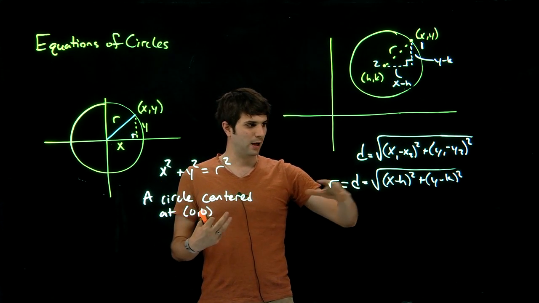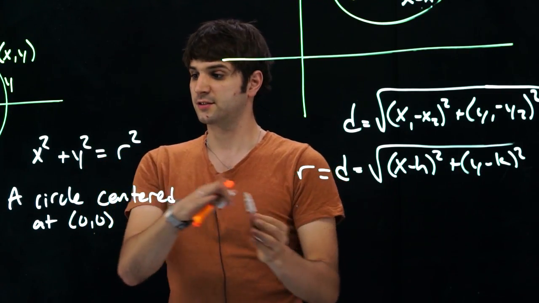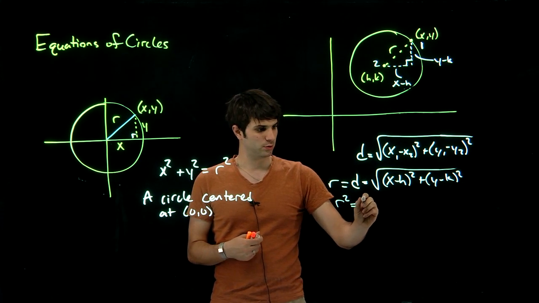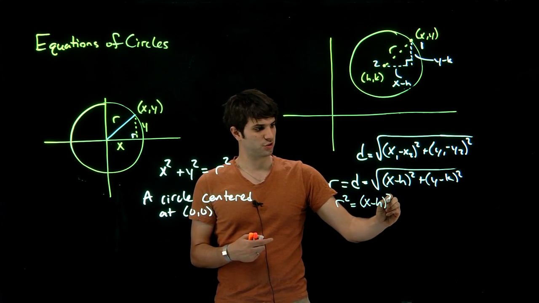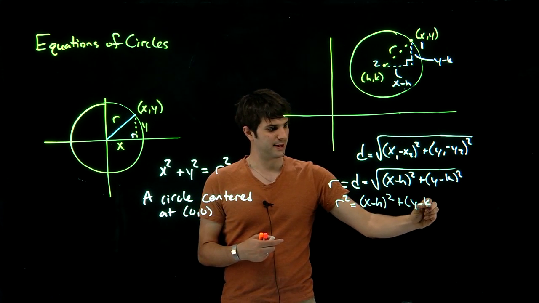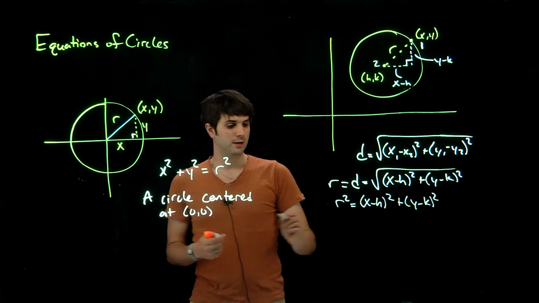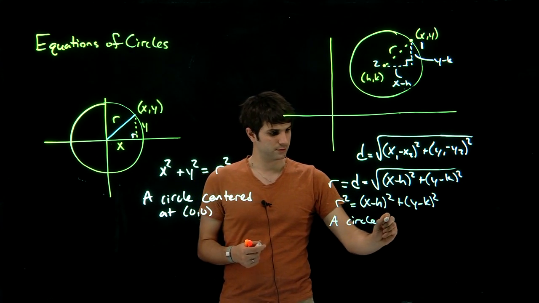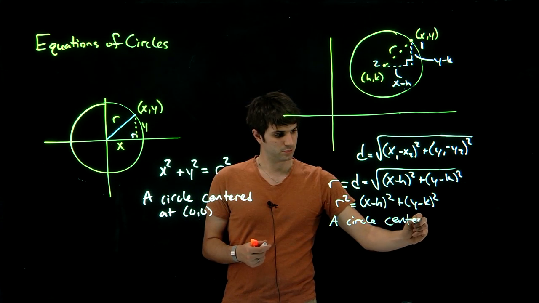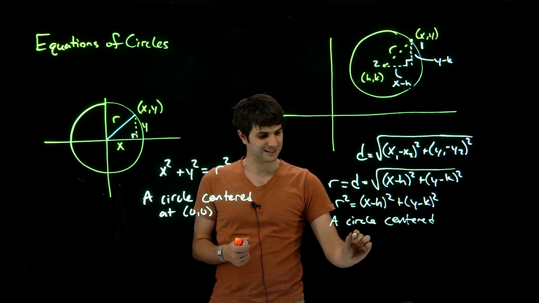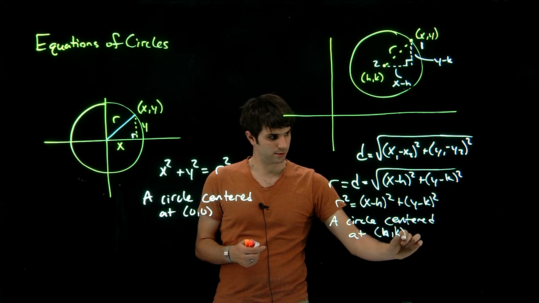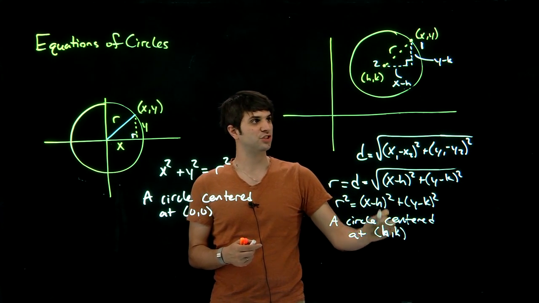Even though this looks a little bit ugly, we still have to reduce this to look like the other equation. If we just square both sides, we get r squared equals x minus h squared plus y minus k squared. And that's going to be the equation of a circle centered at any point h, k.